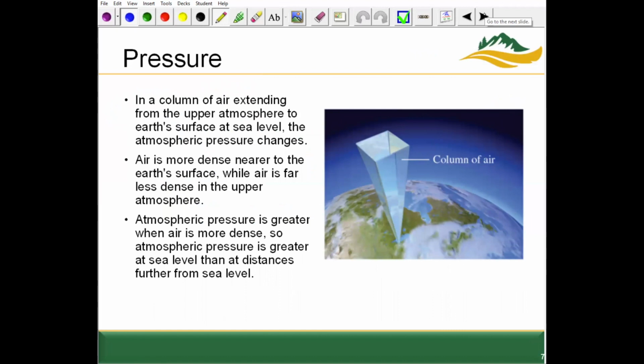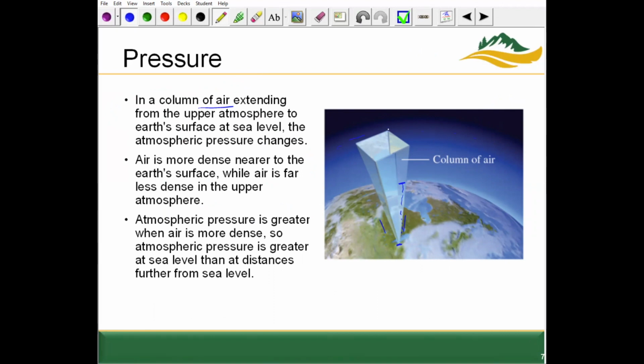Then another way that's interesting to think about pressure, especially if you're into studying weather, is to think about a column of air starting at wherever we are, then extending upwards into space and further away from the planet. Of course, the pressure we feel here is going to be a lot different than the pressure we'd feel some distance away from the Earth's surface.